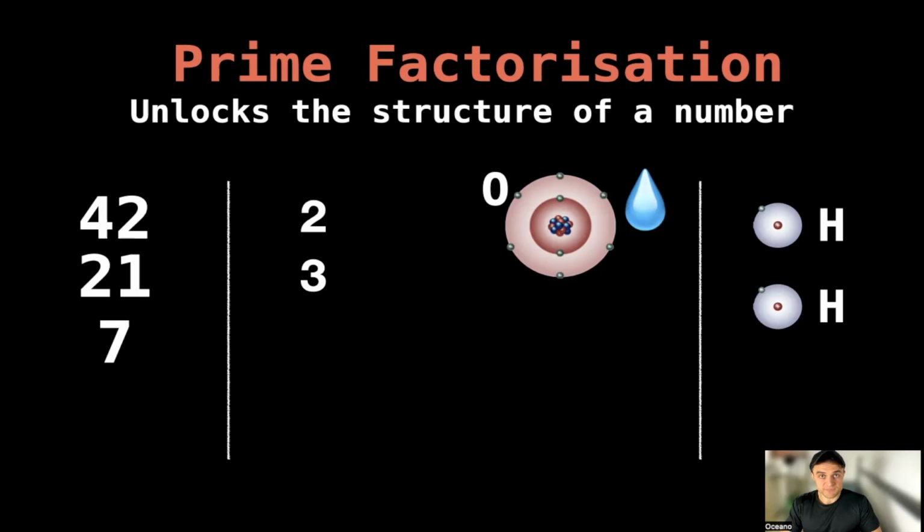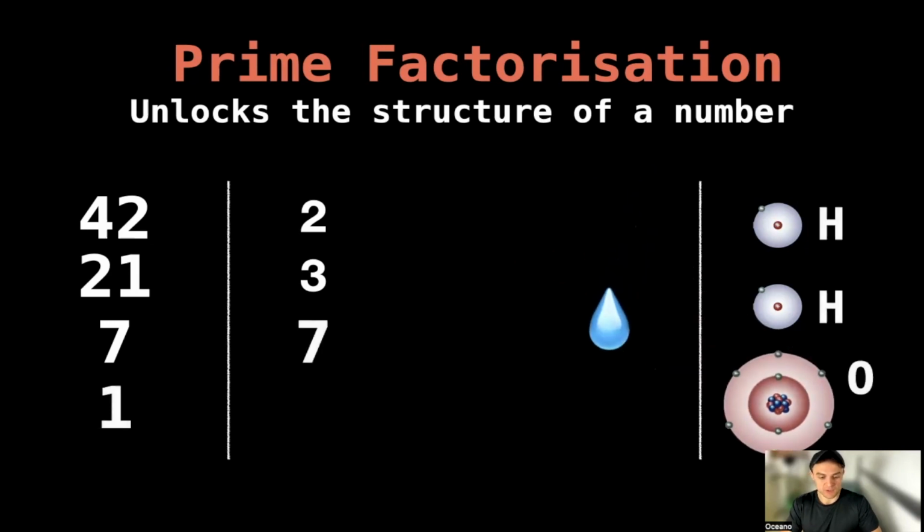Then I have 7. 7 is a prime number because it doesn't have any divisor different from 1 and 7. So I have to divide 7 by 7 itself, and I get 1. Okay, so now I decomposed my 42 into prime factors. As you can see, 2, 3, and 7 are all prime numbers. 42 is a composite number because I can break it down into its constituents which are prime numbers.